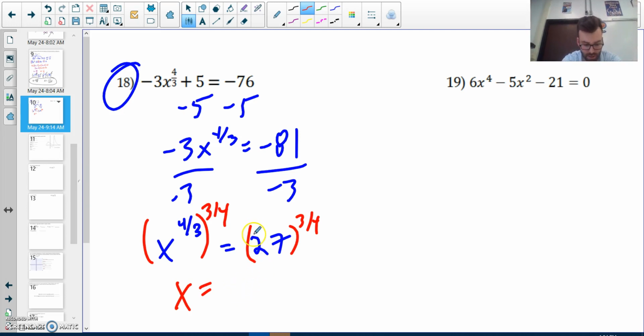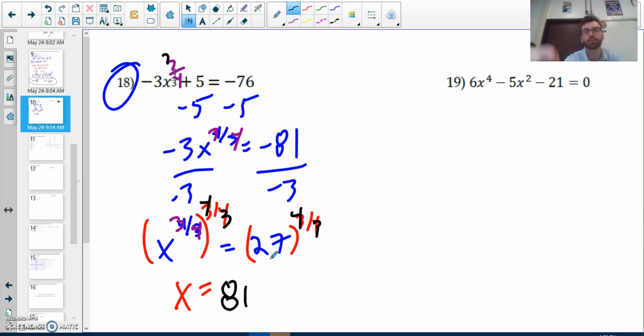Okay, hold on. The review packet actually has 3 over 4. I don't know why my review packet had 4 over 3. So this was 3 over 4, so I would raise this to the 4 over 3 power, the 4 thirds power. Sorry about that. Either way, I get 81. The most important part is if I have a fractional exponent, I raise it to the reciprocal.